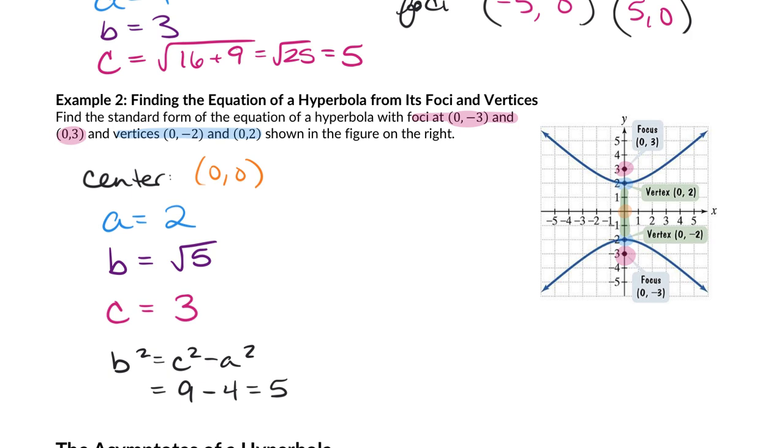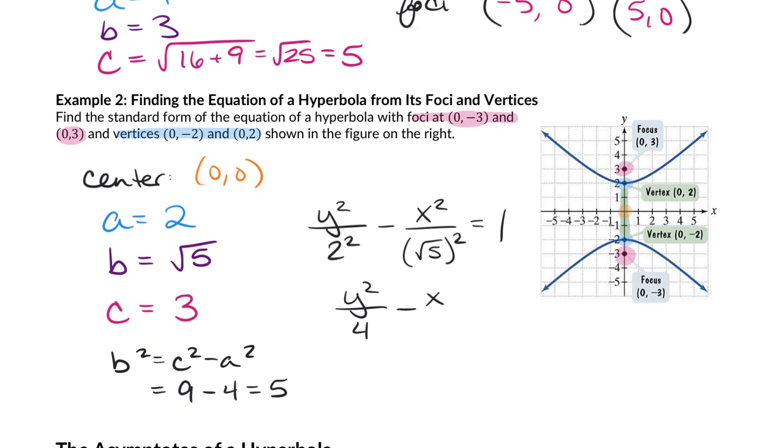But now that we have b, we can fill out our standard form of the hyperbola. What letter should go first again? Y. So this is going to be y squared over what number? 2 squared, which is 4. I'm going to show my work. 2 squared, which is 4. Then we're going to subtract x squared, and we're going to put that over what? Square root of 5 squared. And that's going to be equal to 1. Amazing. So this is y squared over 4 minus x squared over 5 equal to 1.